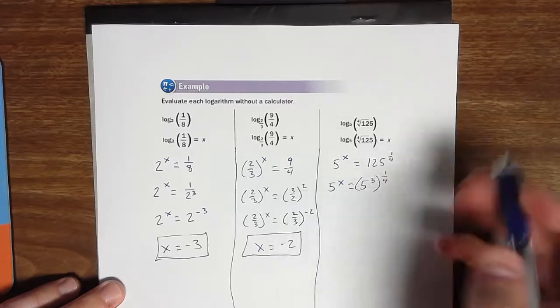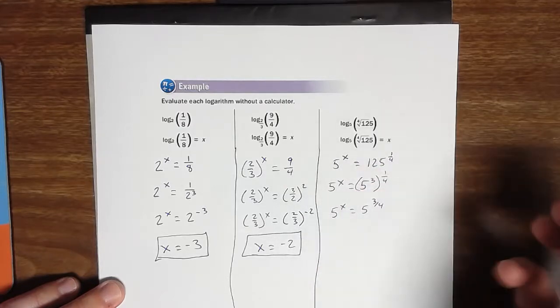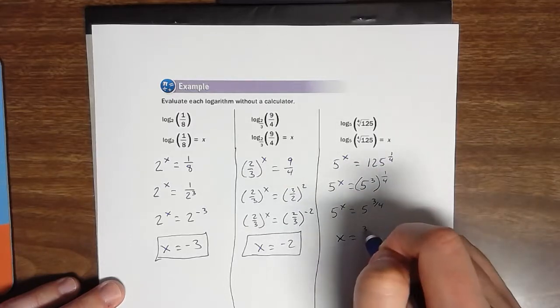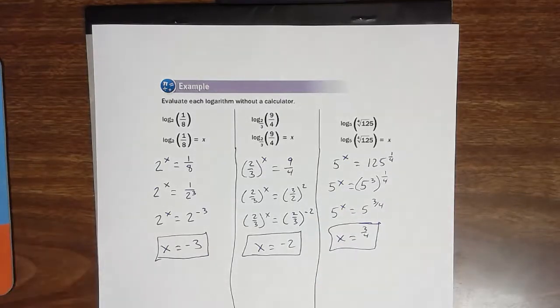And then I could just use my exponent properties. So 5 to the x equals 5 to the 3/4. Oh, x is 3/4. Okay? So a couple strategies there.